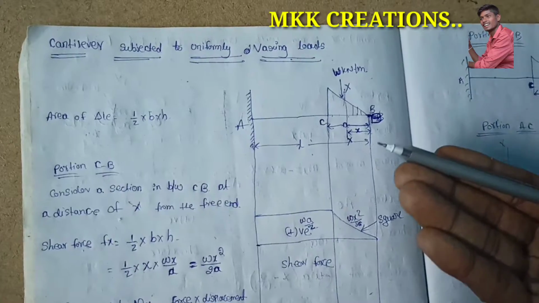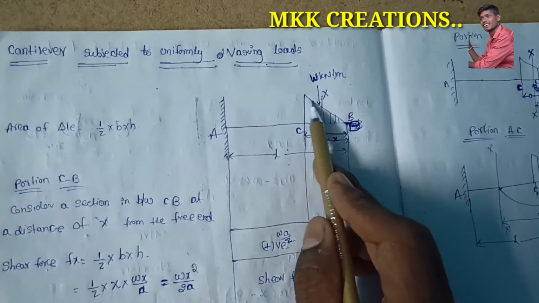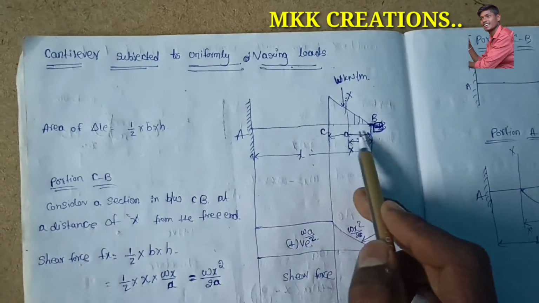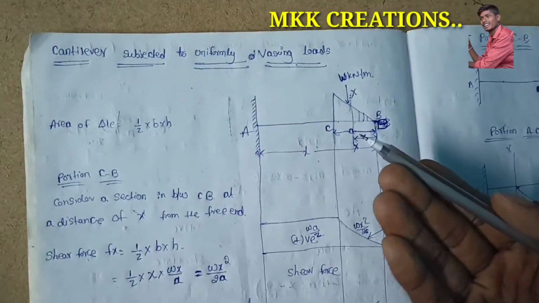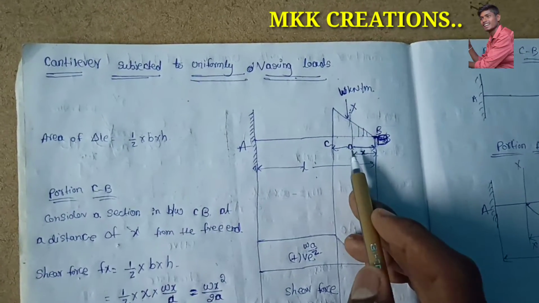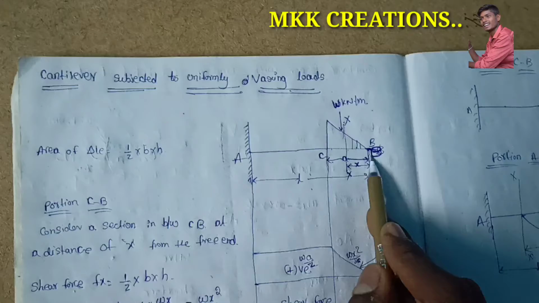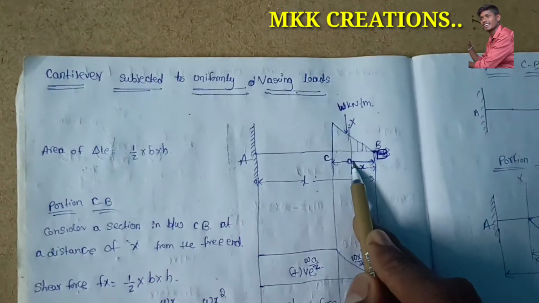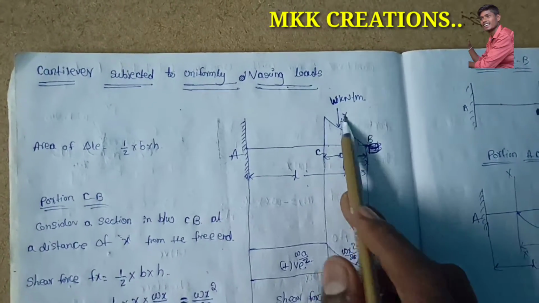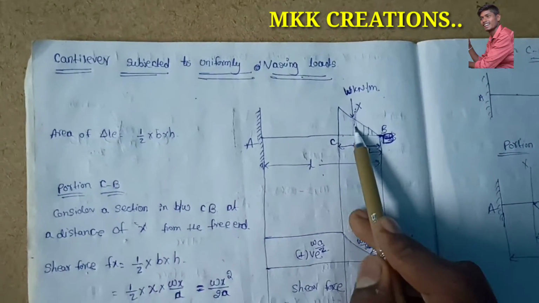First, to know the shear force, we want to know the area of the triangle here. The shape is in the form of a triangle. What is the triangle area? Half into breadth into height. Breadth is this distance, that means the load distance is A. Height is W, because this is the height of the load acting here.